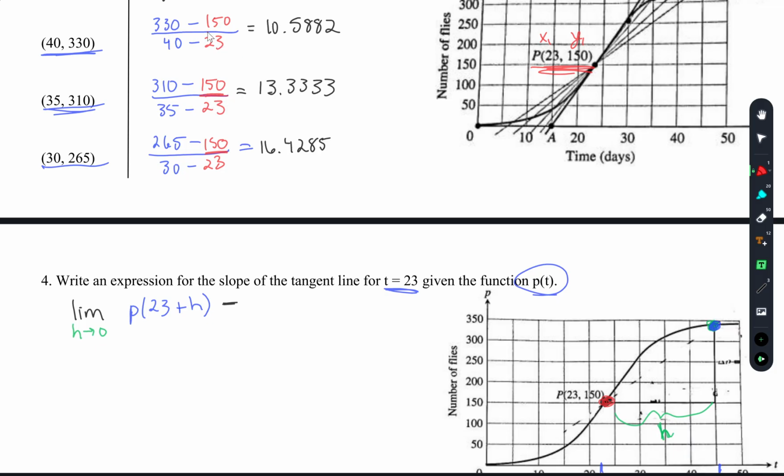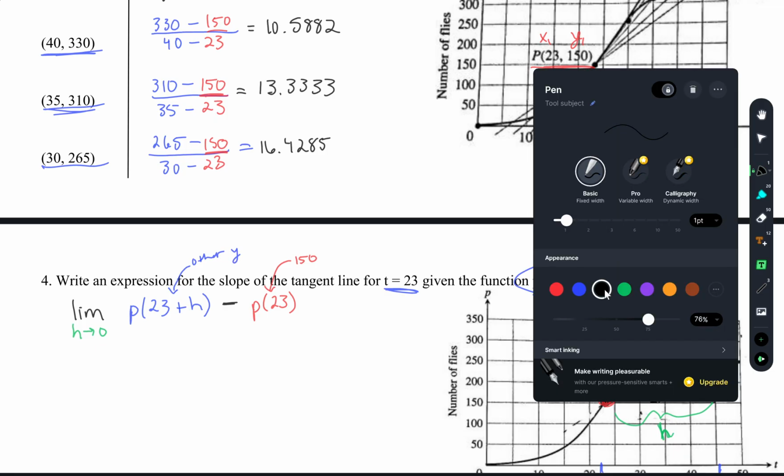Do you see it was 50, 50, 50 all the time? So that's when you plug 23 into the function. Okay, so this is your 150 that you're plugging in all the time. And this is your other y, if that makes sense. Okay, and then that's all over.